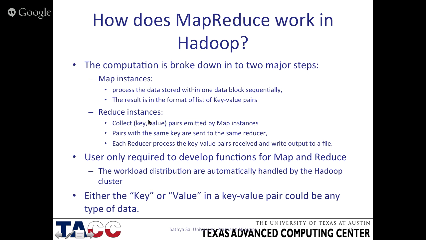Then the reduce instance will collect those key value pairs generated by your map instances and do the task of combining the values from the same key together, in order to do the reduction of the results generated by the map.